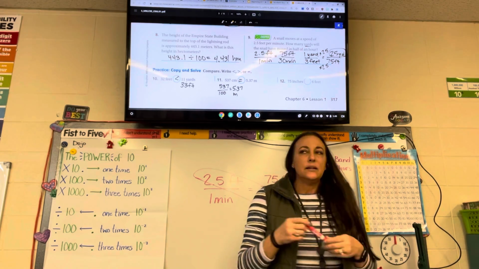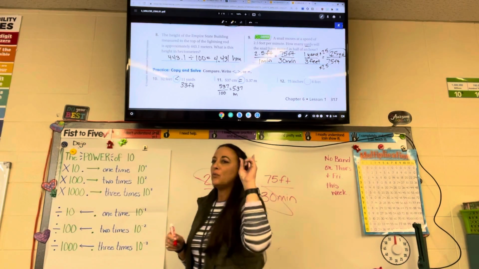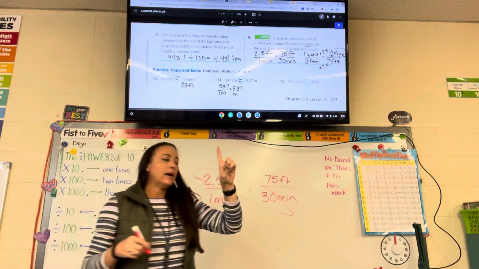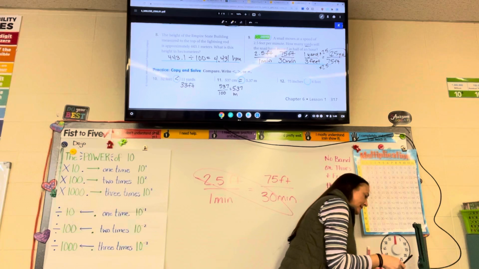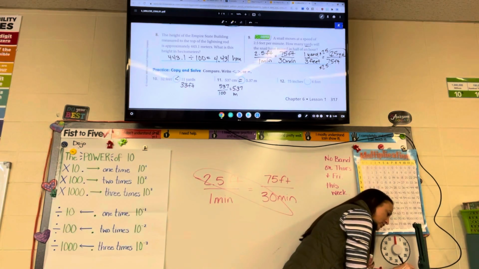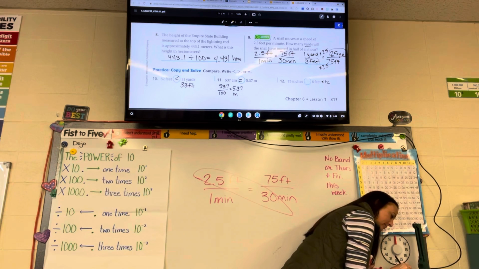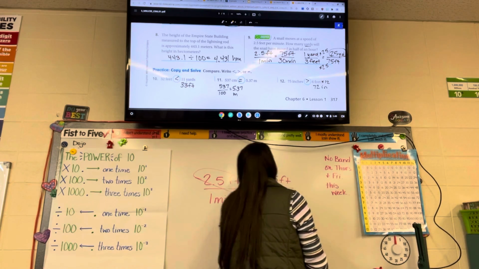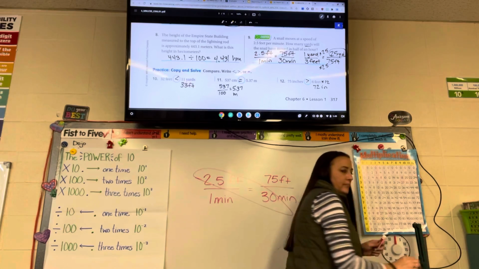The last one, how many inches are in 1 foot? 12. If you have 6 feet, how many inches would that be? 72. 72 inches. So 75 inches is greater than 72 inches. Okay.